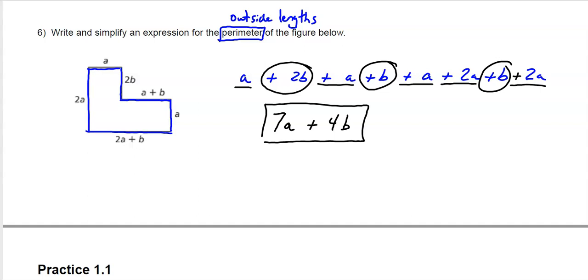And then if we wanted to, I'm not going to do that here, but we could take it a step further and be like, hey, what if A equaled 5 and B equaled 2? And then you could go through and find out the perimeter by plugging those in.